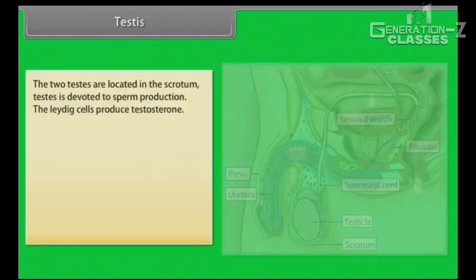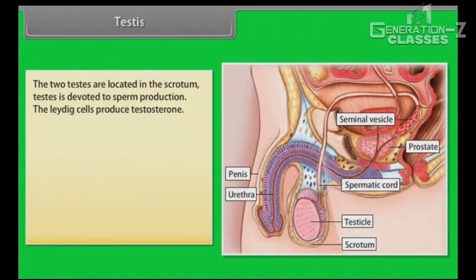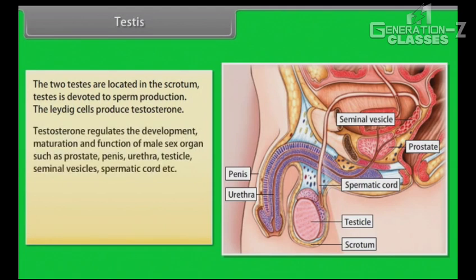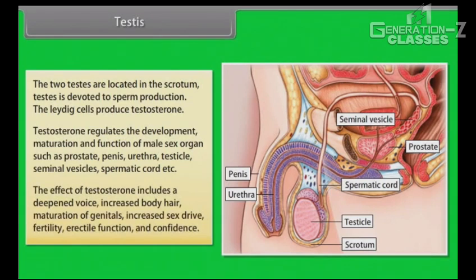Testes. The two testes are located in the scrotum. The testes are devoted to sperm production. The Leydig cells produce testosterone. Testosterone regulates the development, maturation, and function of male sex organs such as prostate, penis, urethra, testicle, seminal vesicles, spermatic cord, etc. The effects of testosterone include a deepened voice, increased body hair, maturation of genitals, increased sex drive, fertility, erectile function, and confidence.